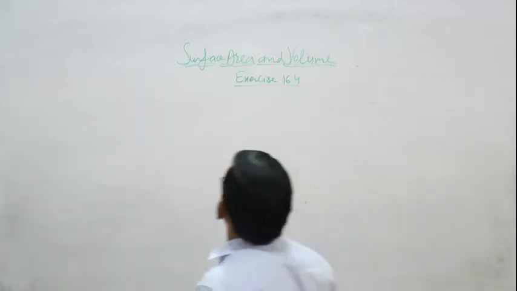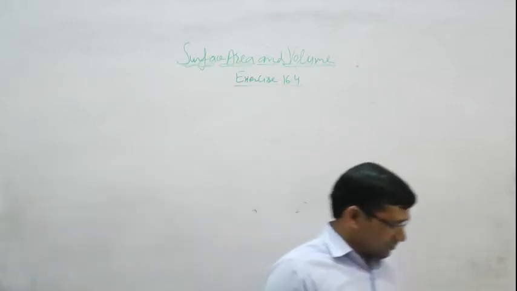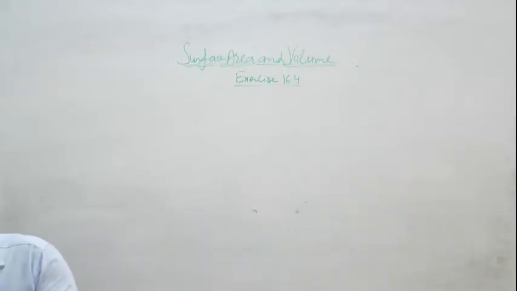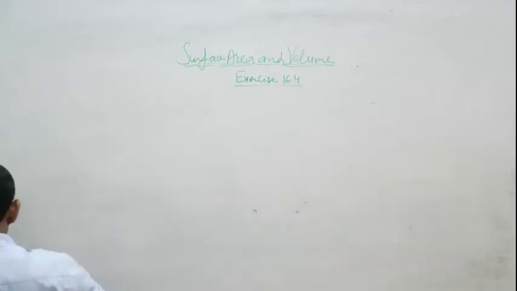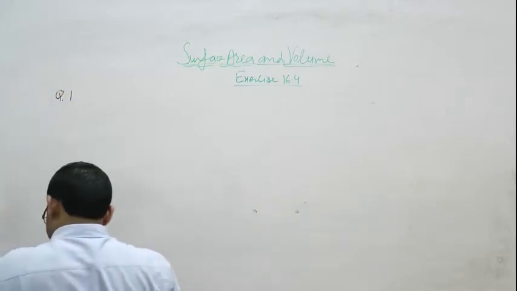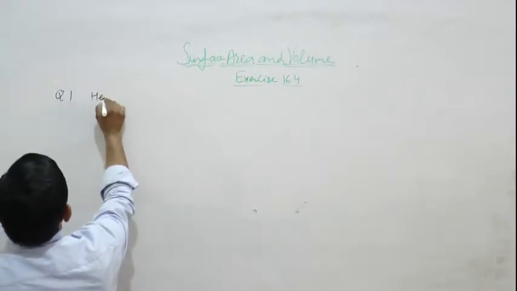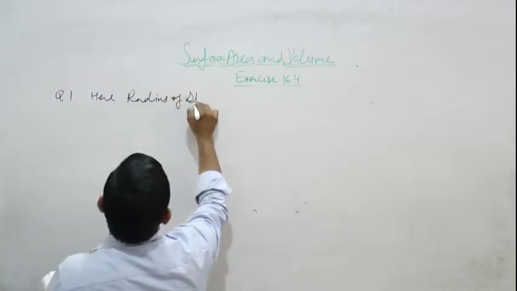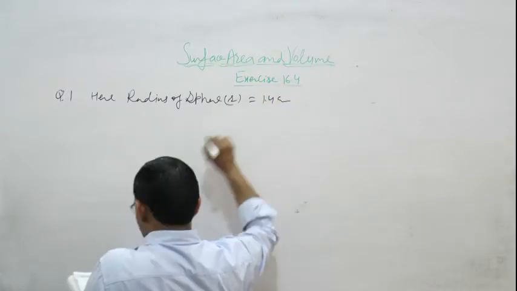Today we start Exercise 16.4. The first question is: find the surface area and volume of a sphere of radius 1.4 centimeter. So, Exercise 16.4, question number 1. Here the radius of the sphere is 1.4 centimeter.